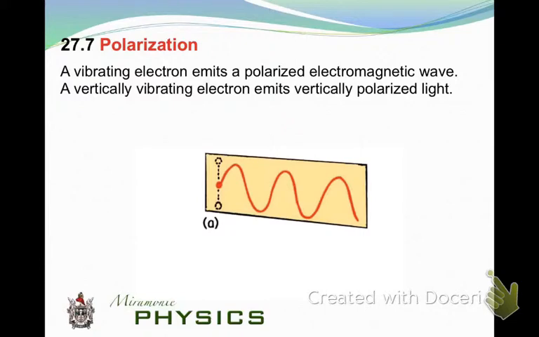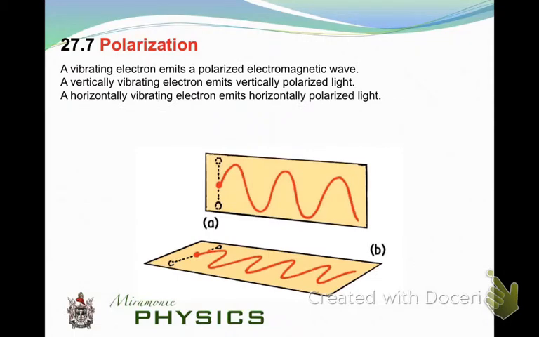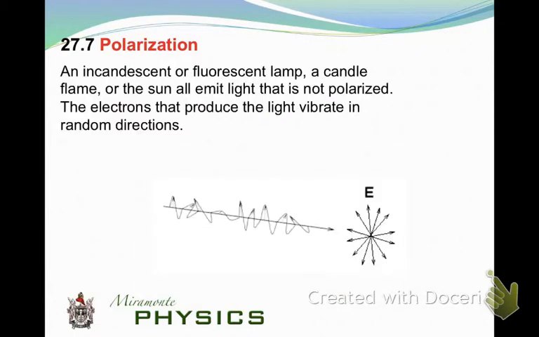If you do the same thing with an electron, so you take an electron, you shake it up and down in one direction, just vertically up and down, you're going to generate a polarized electron. Well, it's basically an electric wave, a changing electric field. We'll talk about that later. But a vertically vibrating electron will emit vertically polarized light, and a horizontally vibrating electron will emit horizontally polarized light. So this is a really important concept, okay?